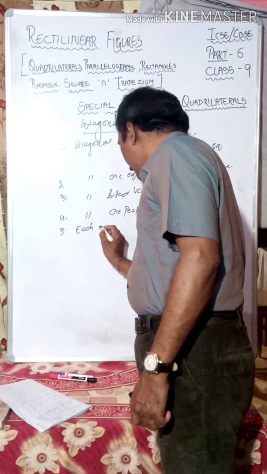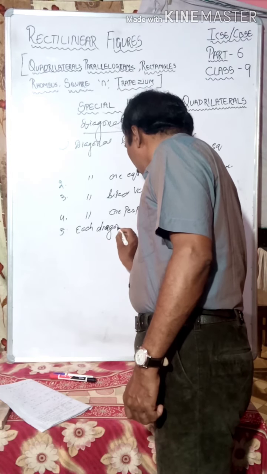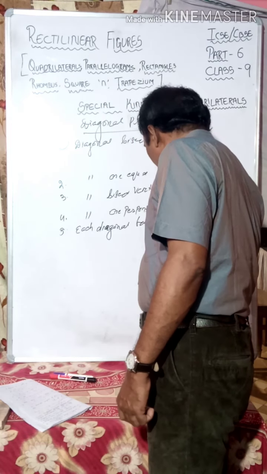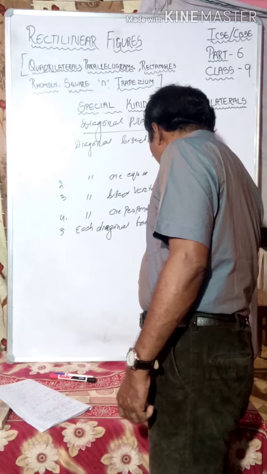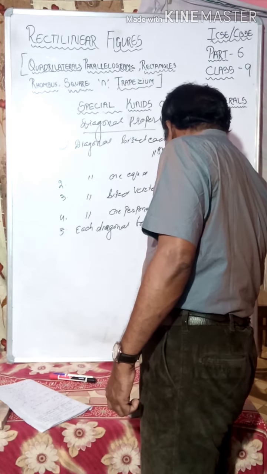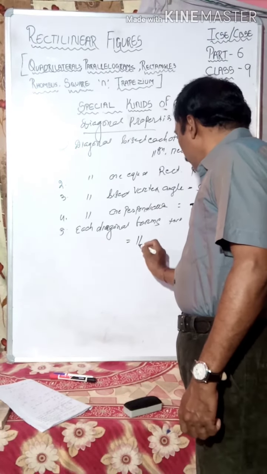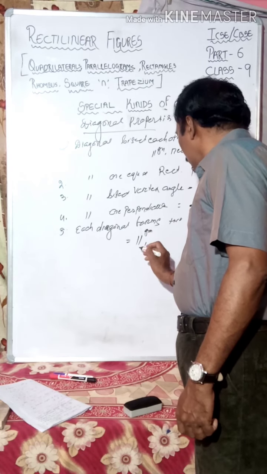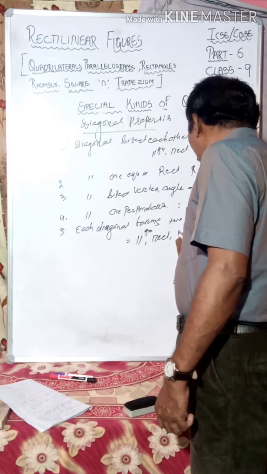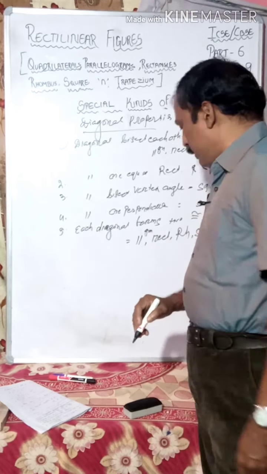Each diagonal forms two congruent triangles in which quadrilaterals: parallelogram, rectangle, rhombus, square, all of them.